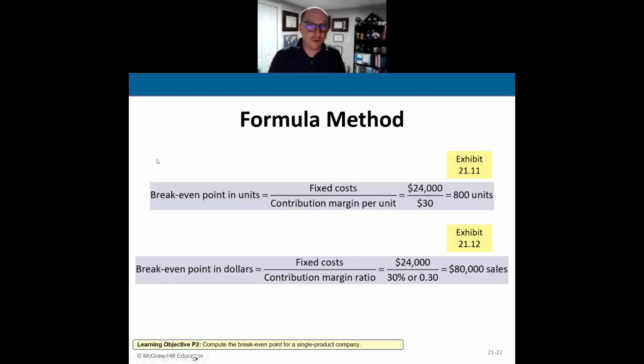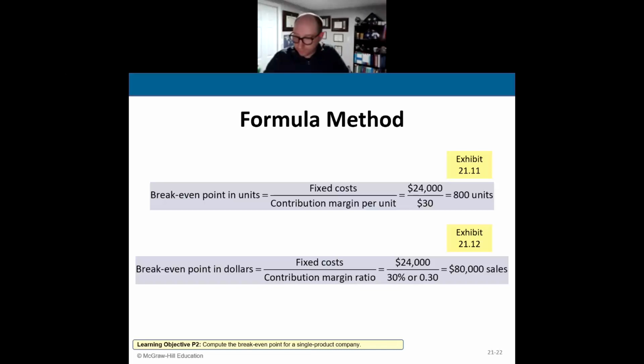So first, let me show you the formula. This is the break-even formula. Very straightforward: we take the total fixed cost divided by contribution margin per unit. That gives me how many units I need to sell in order to break even. To find that same information in sales dollars, I take the total fixed cost amount divided by the contribution margin ratio to find how many dollars I need to sell to break even.